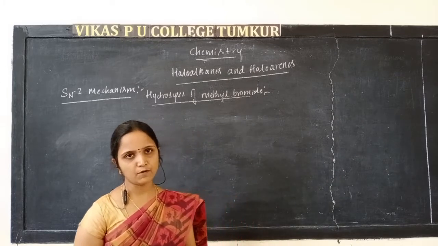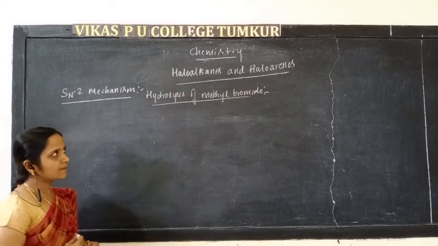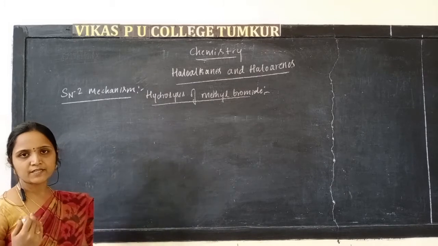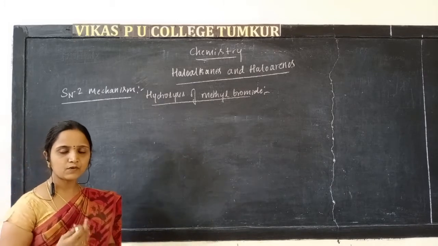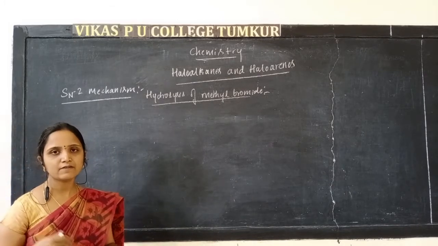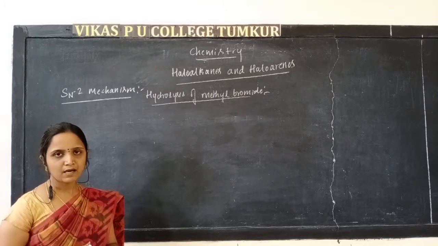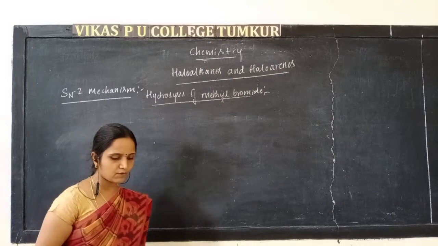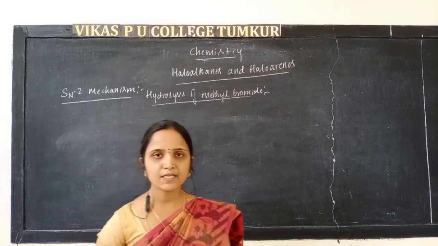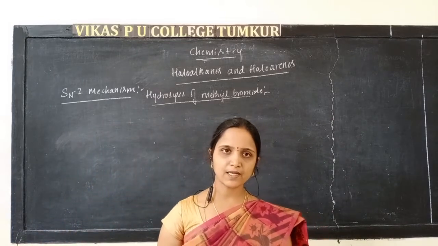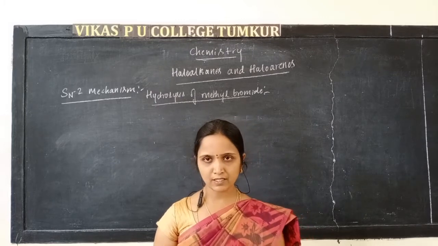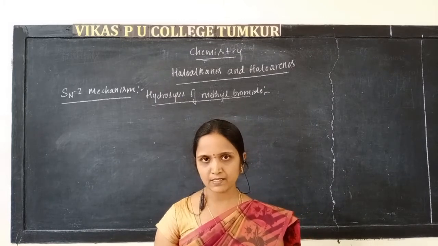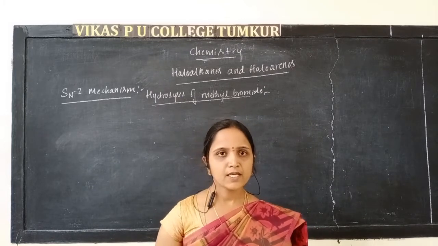Hydrolysis of methyl bromide means that methyl bromide is heated with aqueous KOH or aqueous NaOH, and methyl alcohol is formed. This reaction undergoes the SN2 mechanism.